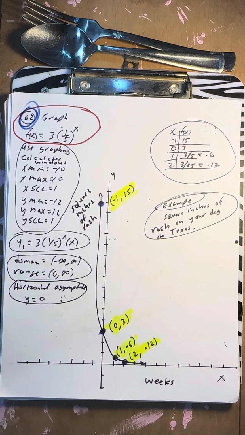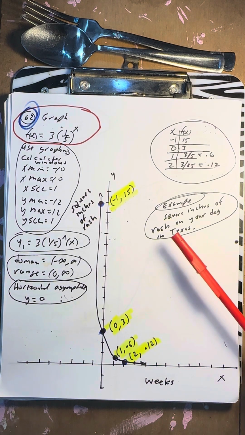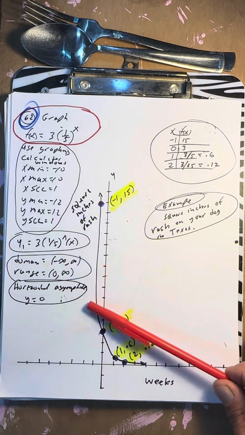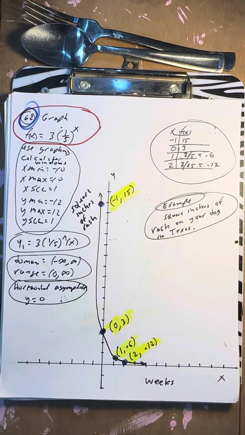What's an example of this? I don't know, square inches of rash on your dog in Texas. You give him some medicine, the rash starts to disappear. Hopefully, eventually, it will be gone. Okay, next question.